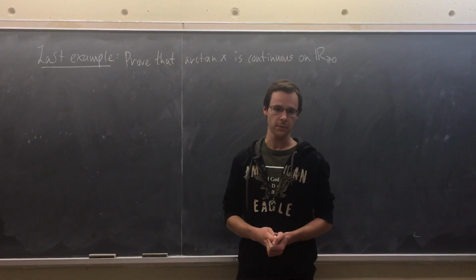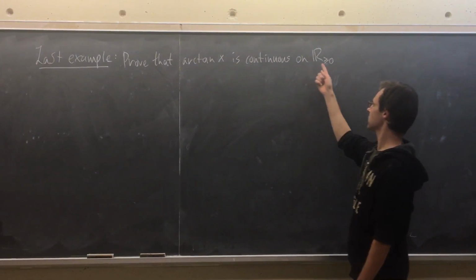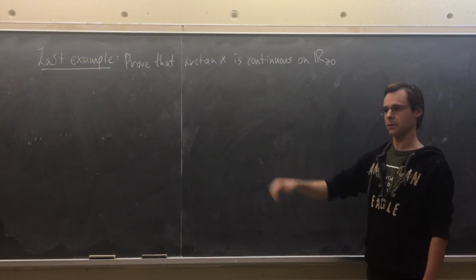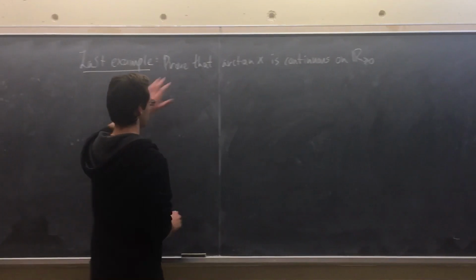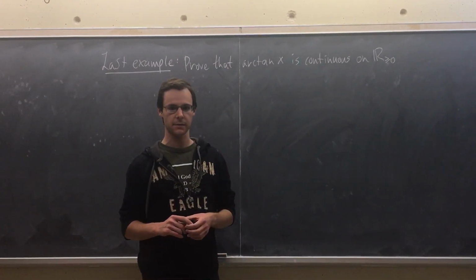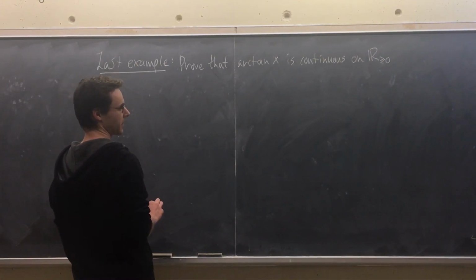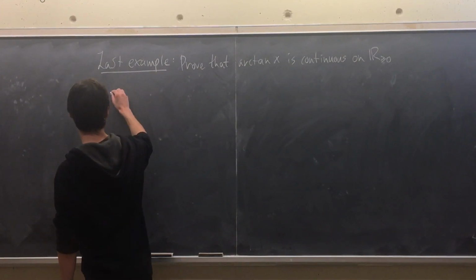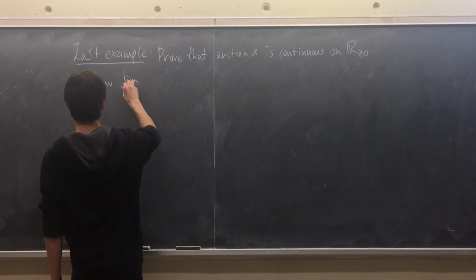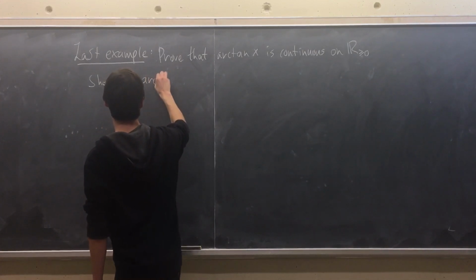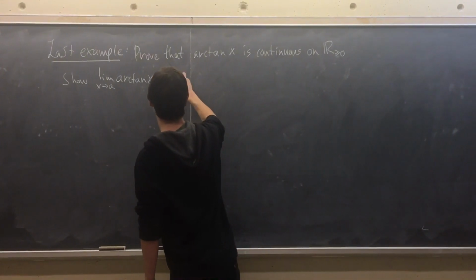For our last example, we're going to prove that arctangent x is continuous on the positive real numbers. Okay? So here we have an inverse trig function, so the proof is going to be slightly different than what we've been doing so far. All right? So first let's formulate what we're trying to prove. We want to show that the limit as x approaches a of arctan x is equal to arctan a.